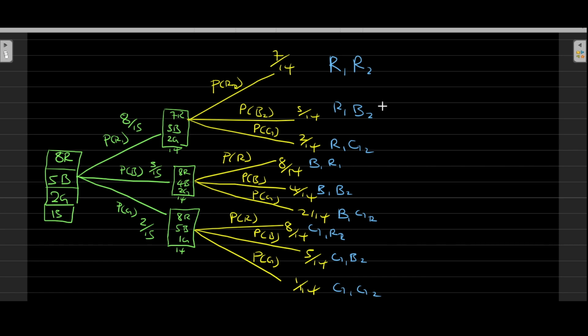These are some of the chances we have, and therefore to get this probability here, we just simply come and multiply out. We shall multiply 8 out of 15 times 7 out of 14. Now this one here, it's going to be 8 out of 15 times 5 out of 14. This one here, it's going to be 8 out of 15 times 2 out of 14.